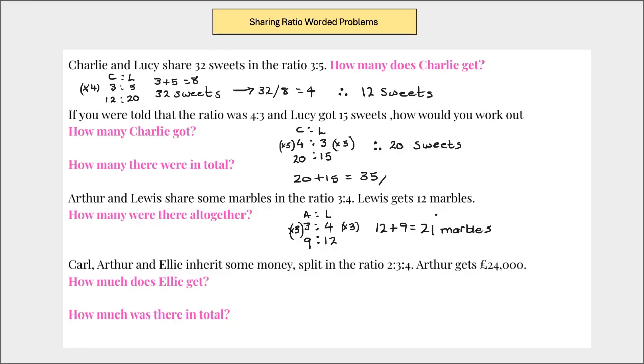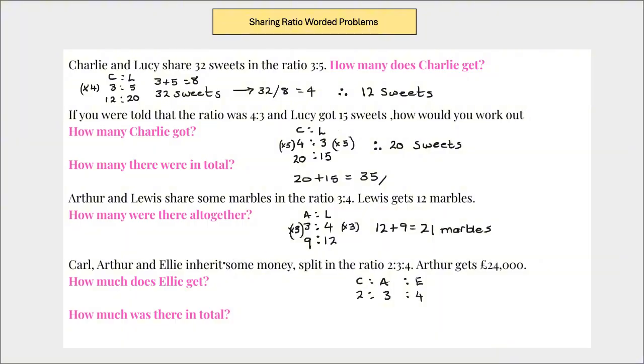How's that going? Am I doing okay? Are you understanding what I'm showing you? Hope so. So the last one, we've got 3 people involved. We've got Carl, Arthur and Ellie. They inherit some money, split in the ratio 2 to 3 to 4. So we've got Carl, Arthur and Ellie, and it's 2, 3 to 4. Is everybody happy with that? It's in order as it's written.